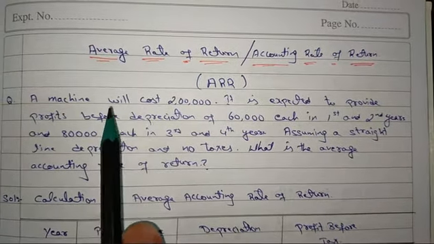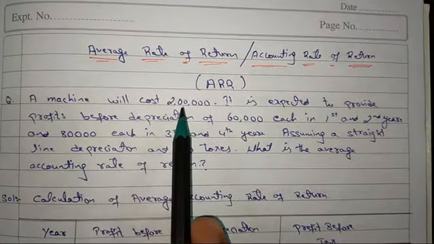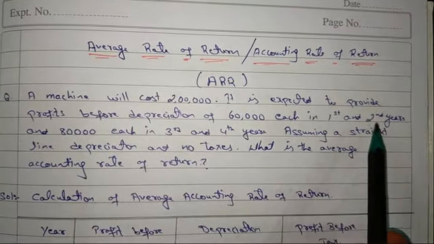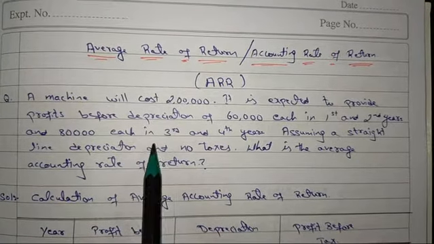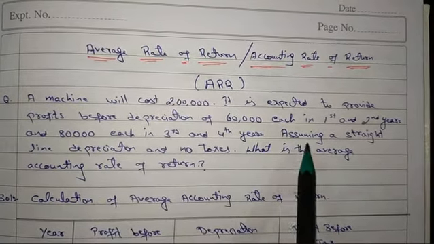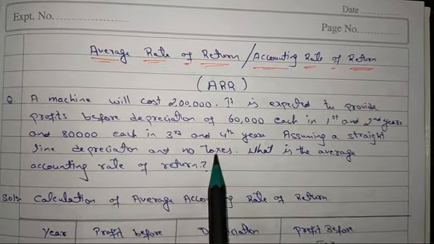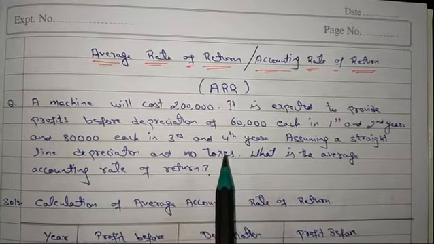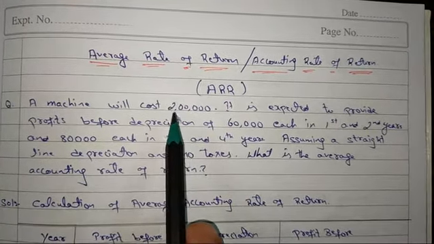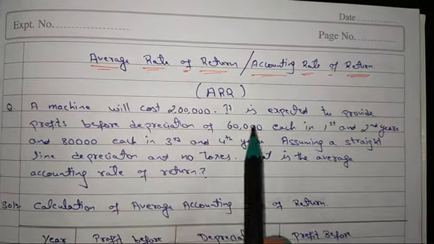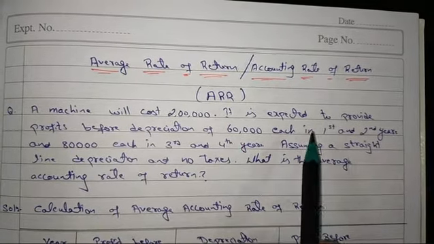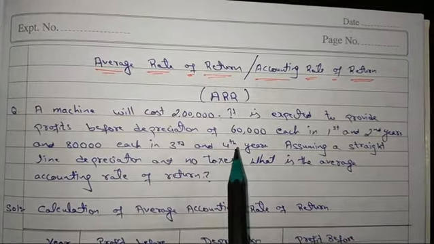A machine will cost rupees 2 lakh. It is expected to provide profit before depreciation of 60,000 each in the first and second year and 80,000 each in the third and fourth years. Assuming a straight line depreciation and no taxes, what is the average accounting rate of return? In this problem, the initial investment is 2 lakh, and the profit before depreciation is 60,000 for the first and second year, and 80,000 for the third and fourth year.